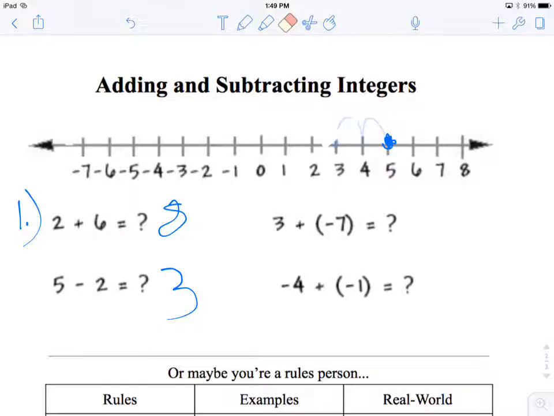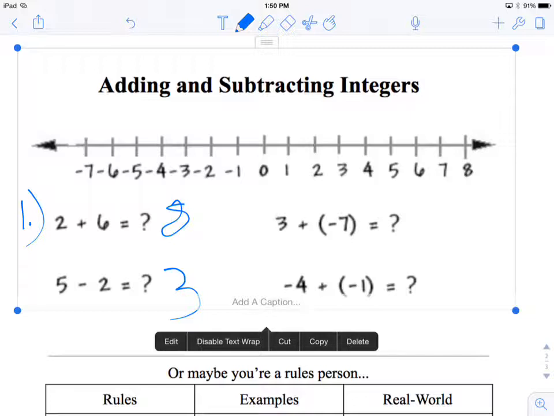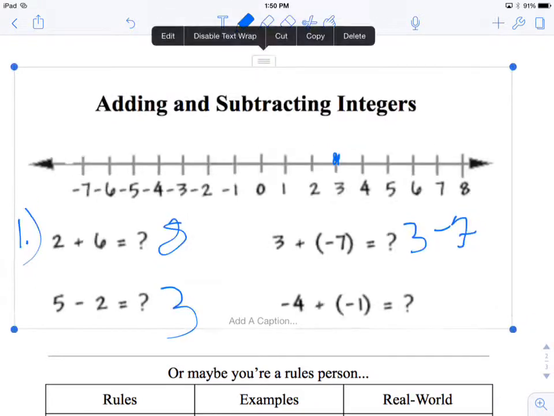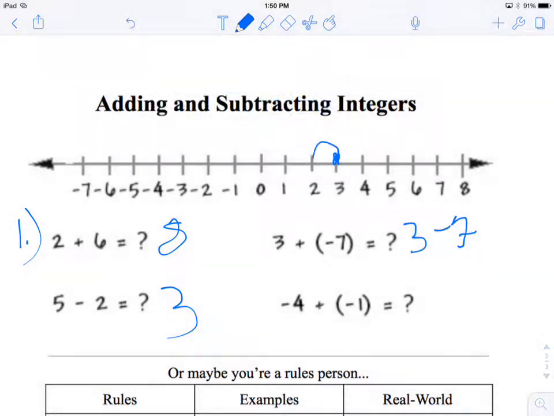So let's do it again. This time I'm going to start at 3, and I'm going to add negative 7. So I'm adding a negative number. 3 plus negative 7 is the same thing as saying 3 minus 7. I'm adding a negative number, so I'm actually going backwards. So I'm going to go back 7. 1, 2, 3, 4, 5, 6, 7. And now my answer is negative 4.